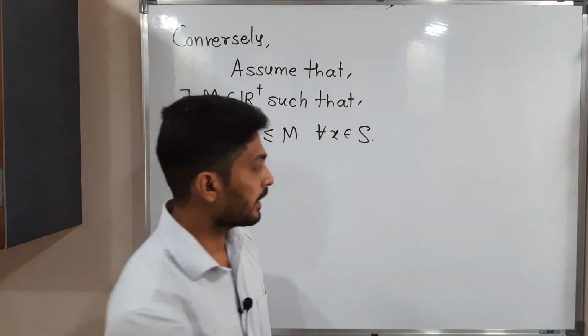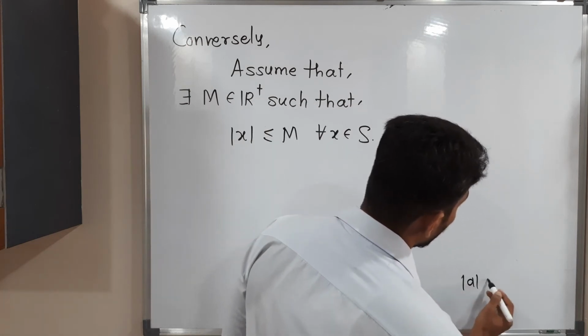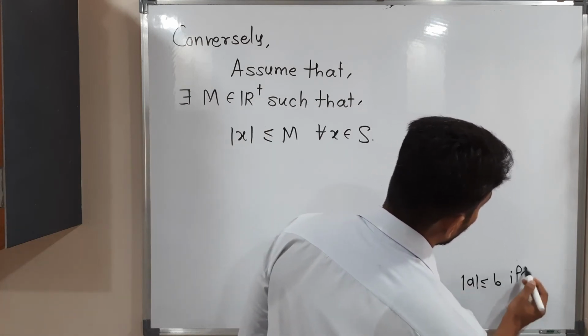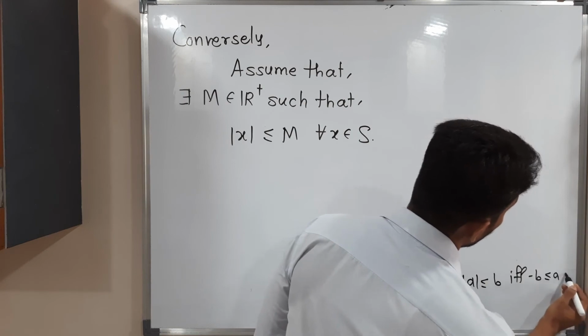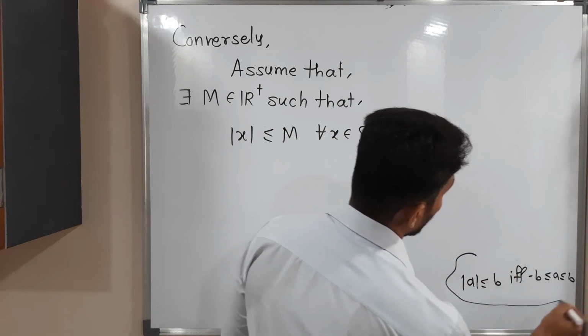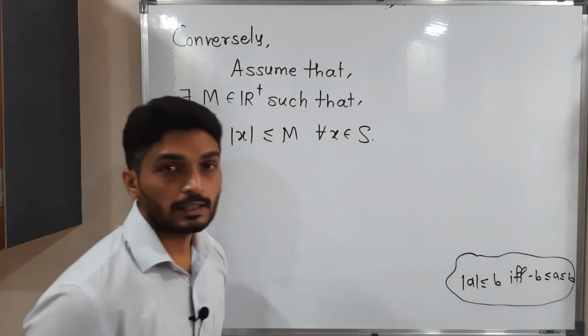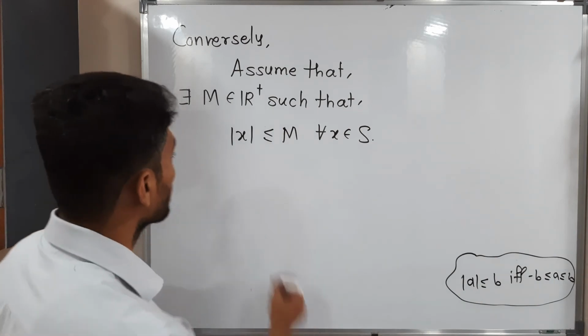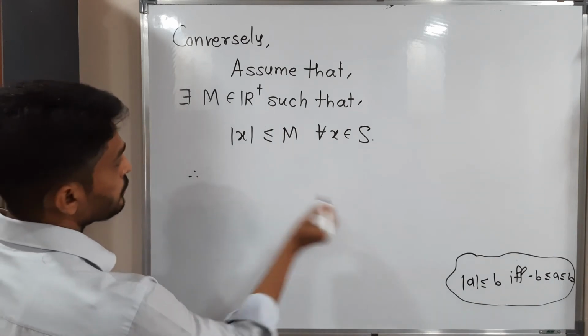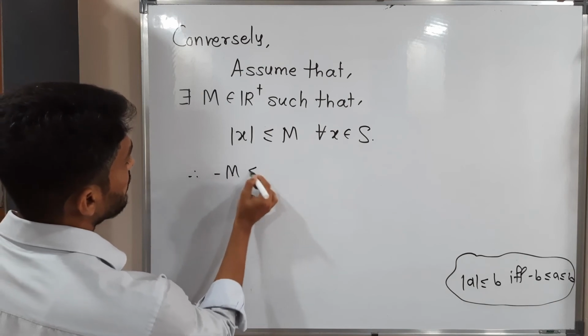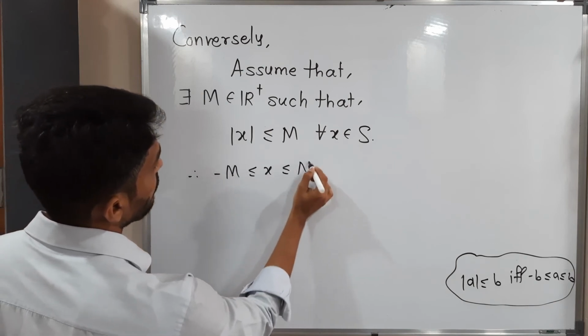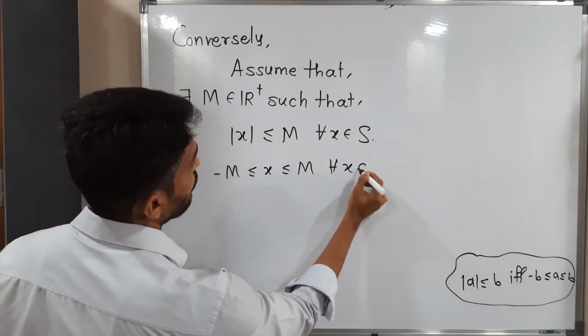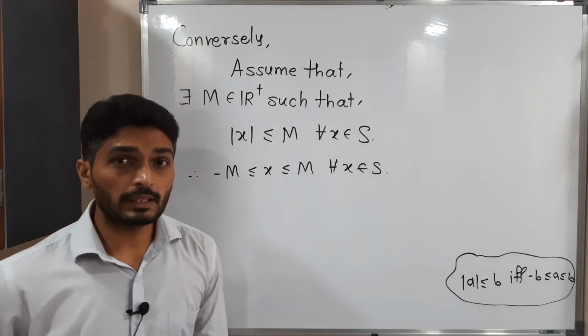So see, we are familiar with this result, mod A less than or equal to B if and only if minus B less than or equal to A less than or equal to B. So this thing I am going to use here. What will I get? So therefore, I am using this result. So minus M less than or equal to x less than or equal to M for all x belongs to S. What we get here?